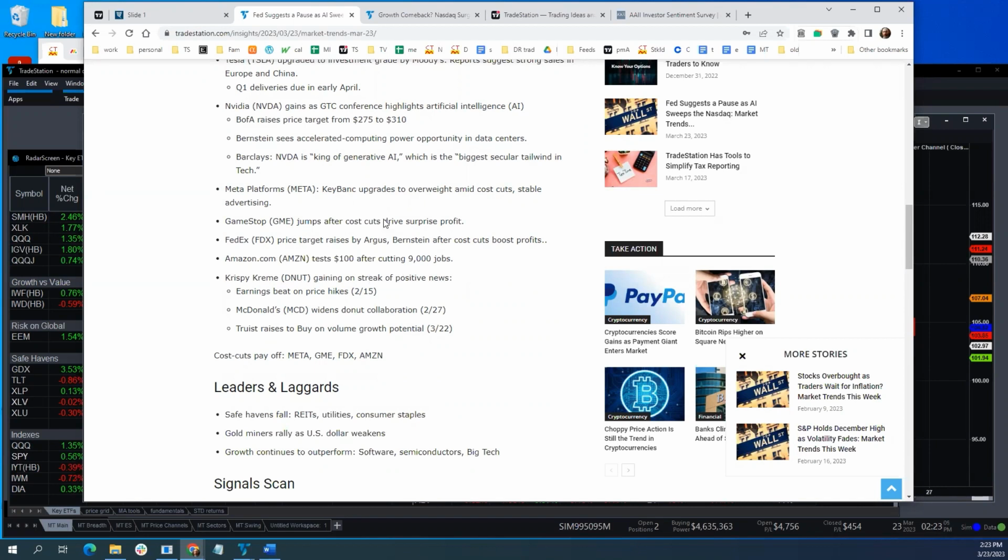So all this is interesting because I want to mention that one of the catalysts we're seeing now is cost cuts and what it means for margins. And I do think a lot of these big technology companies have the ability to boost profits by cutting costs. And that's an interesting catalyst to be aware of.